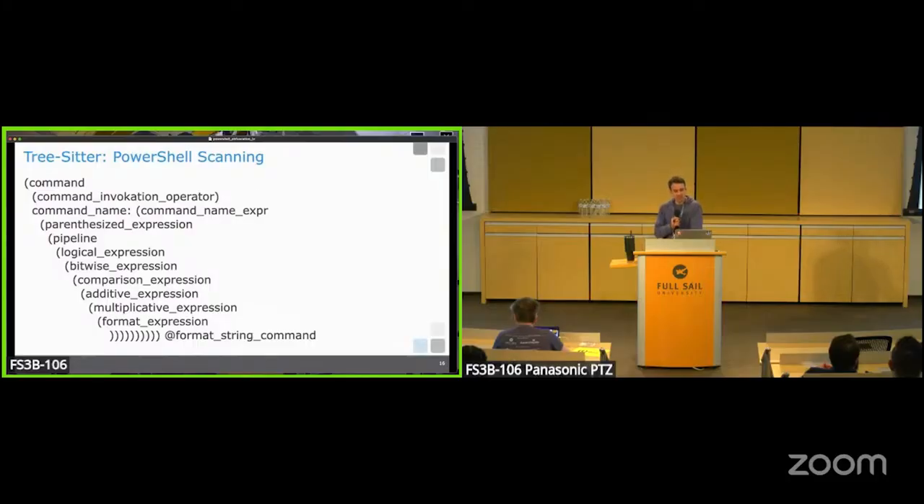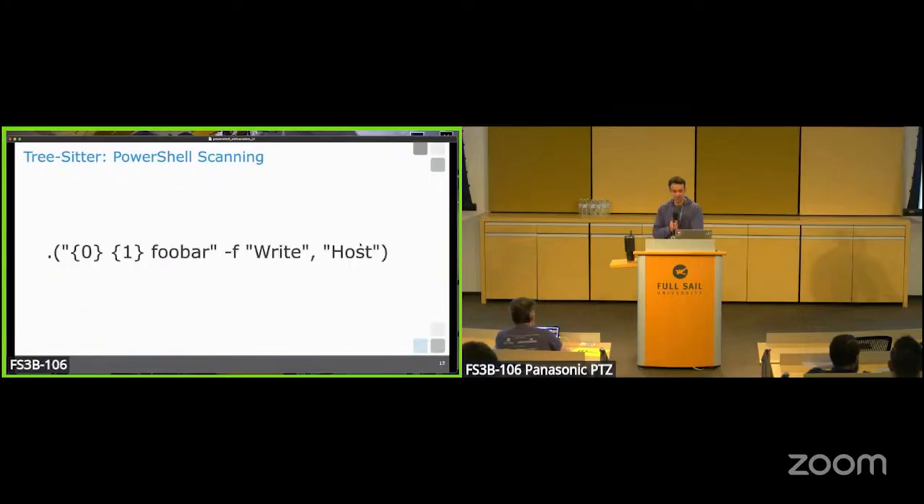So once I got that installed and started playing with it, I was able to start doing things like detections. So this is an example of PowerShell scanning for something that you wouldn't really want to see in your code. This looks for the command invocation operator, followed by a parenthesized pipeline containing a format expression in the middle. You generally would not want to see something like this in your source code. It's kind of a tell.